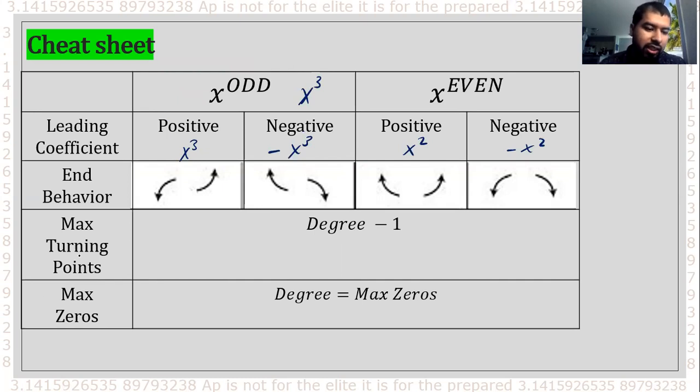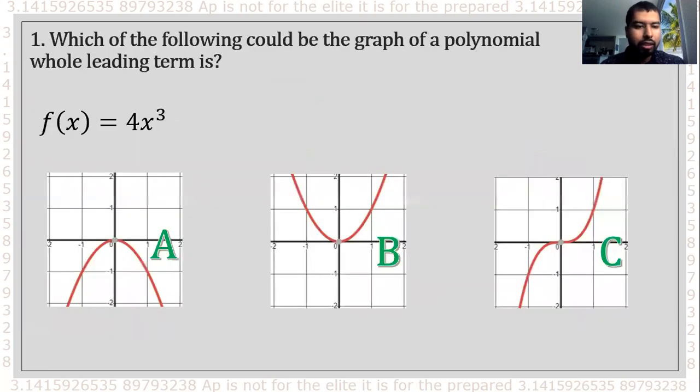Something we didn't discuss yet is max turning points. Pretty much you get the degree of the function, and you subtract 1, and that will let you see how many turning points it has. And for max zeros, the max zeros is the quantity of the degree. All right, so go ahead and give this one a try. Which would be a possible function for 4x cubed? So go ahead and pause the video, try it out.